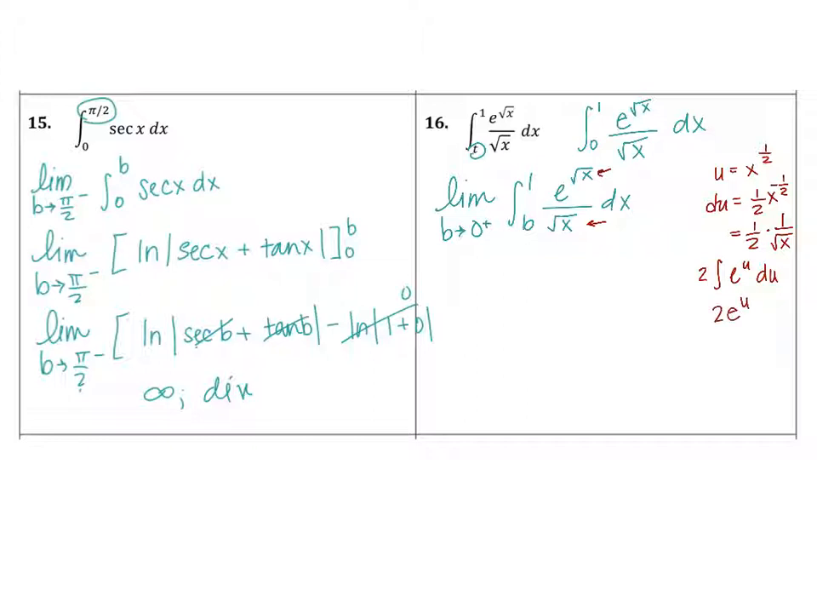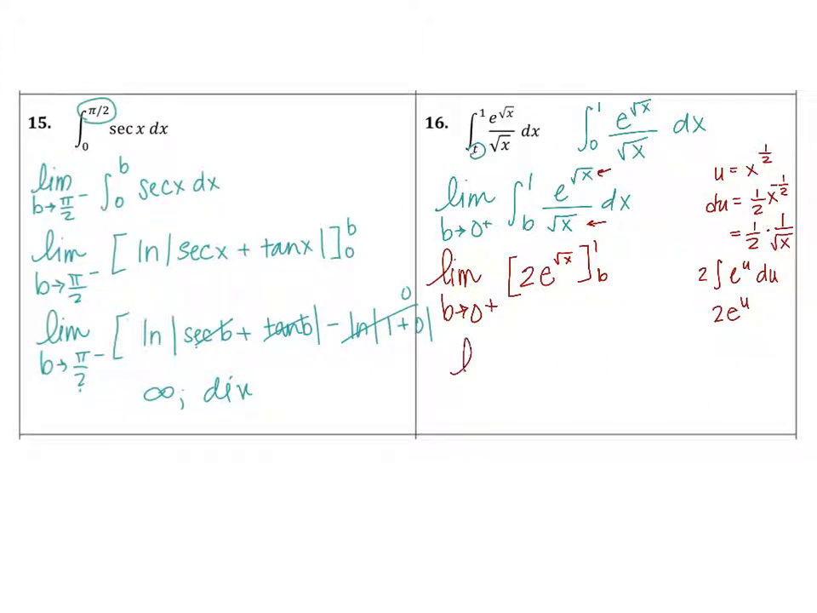So now let's go back over here. We have our limit. B is approaching 0 from the right. The integral from b to, nope, no more integral. I just did it. So it's going to be 2 e to the u, but u was x to the 1/2, or square root of x, and that's going to be evaluated from b to 1.